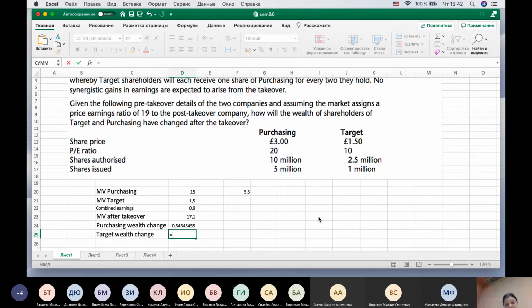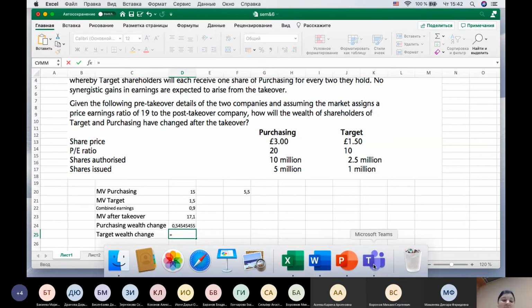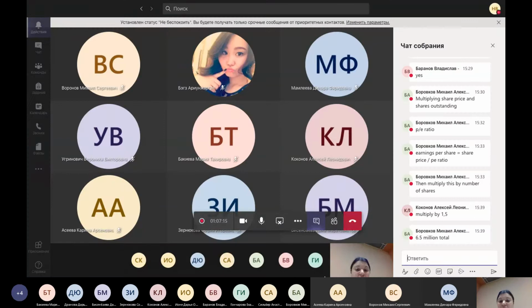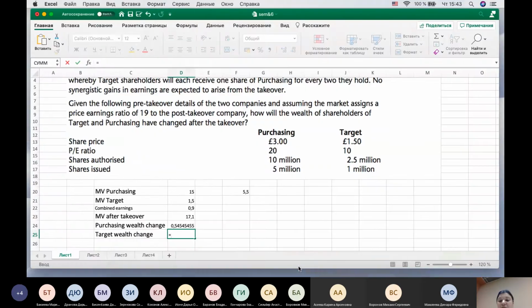How could we calculate this meaning? Using the same approach, the same method, but how could we calculate this? How do you think? Dear colleagues, how do you think?